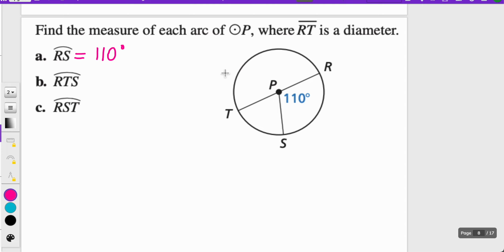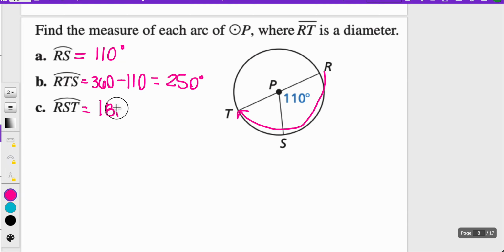But RTS, that's your major arc, so we would find that by taking 360 and subtracting 110. That'll give us 250 degrees. The last one we want to look for is RST, and if you notice, RST is going halfway around the circle, and since it's already given to us that RT was the diameter, that one is automatically 180 degrees.